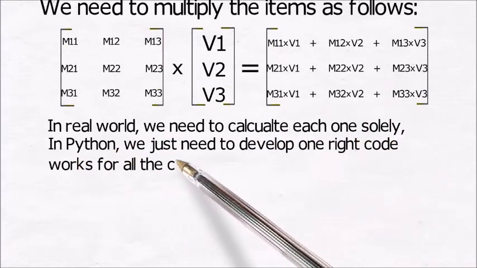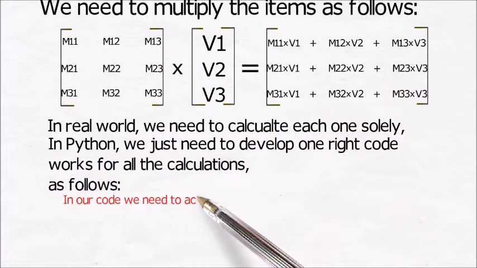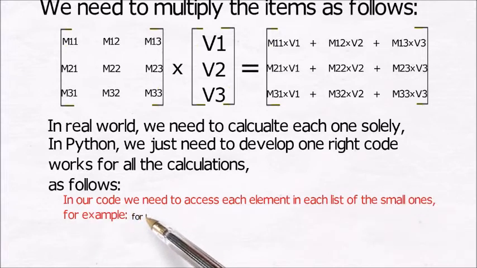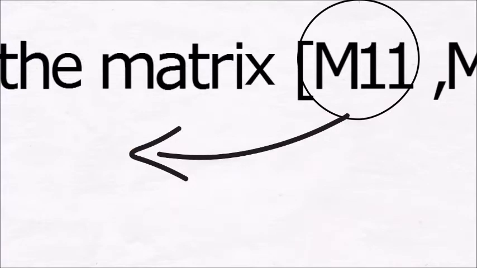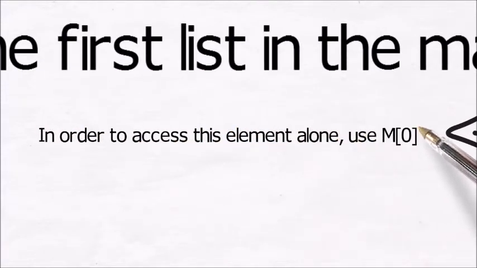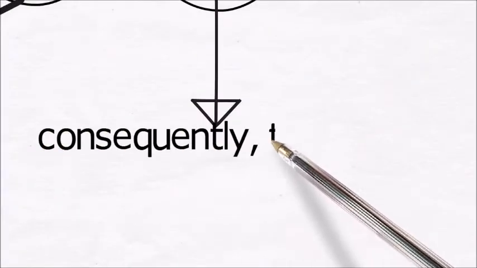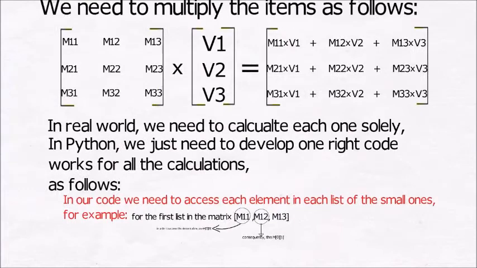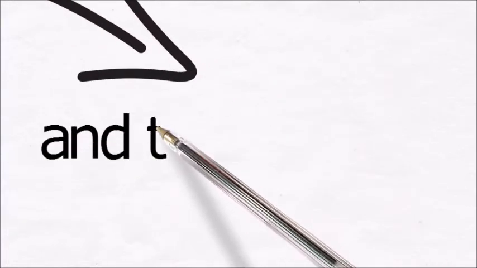In Python, we just need to develop the right code for the calculation as follows. In our code, we need to access each element in each list of small ones. For example, for the first matrix, m of 1, 1, m11. In order to access this element alone, use m of 0 of 0. m12 consequently is m of 0 of 1. m13 will be m of 0 of 2.